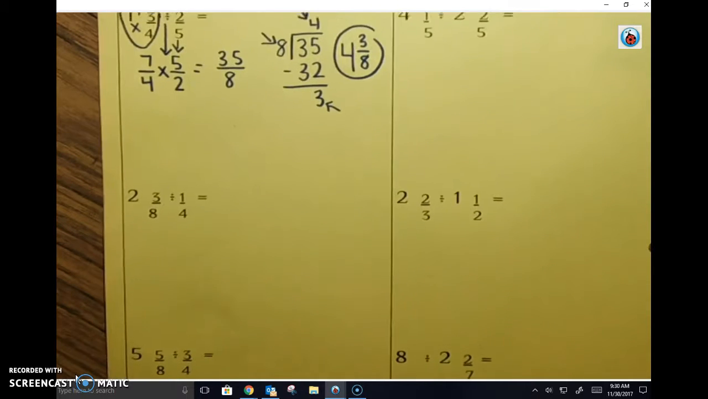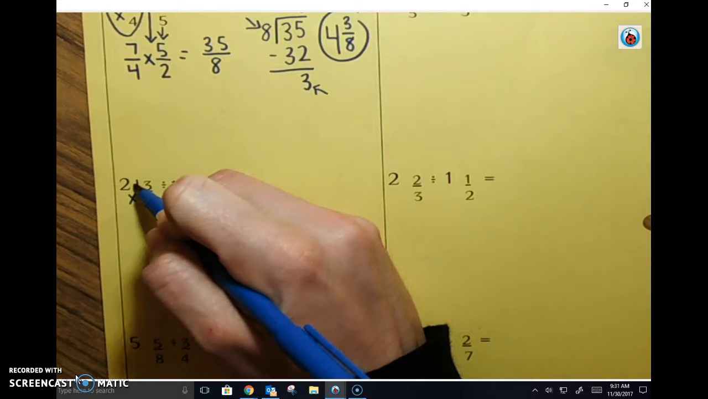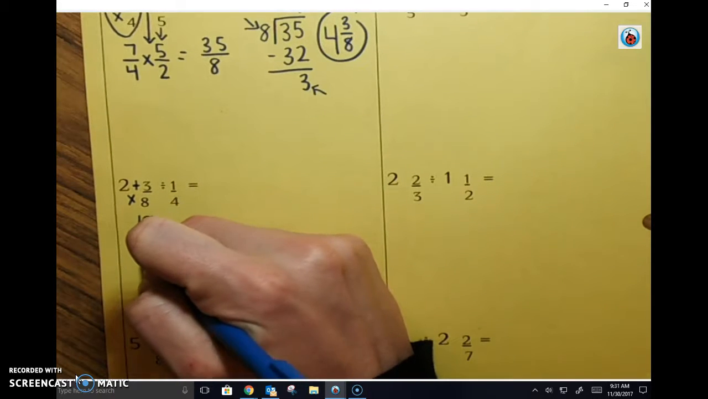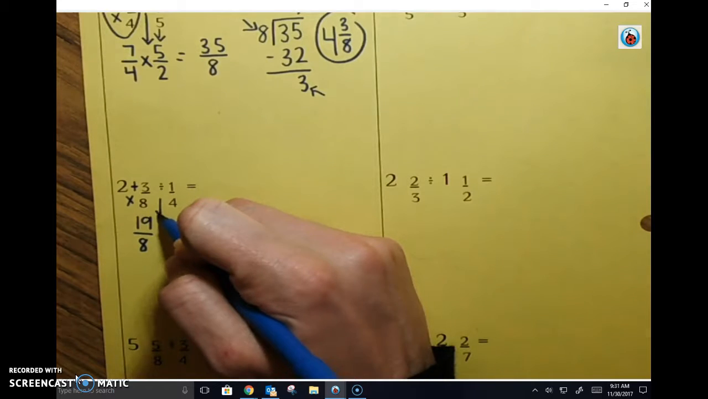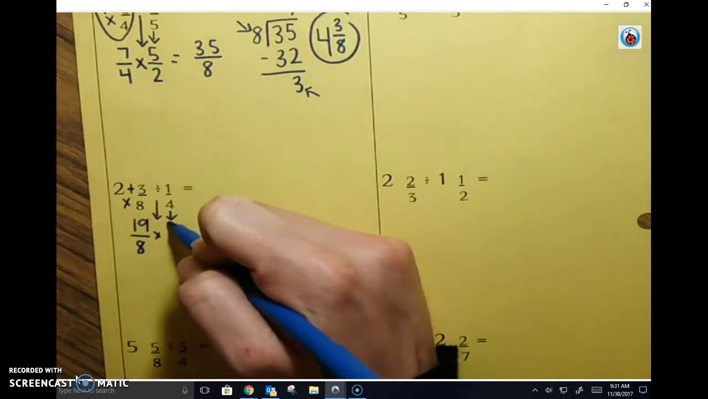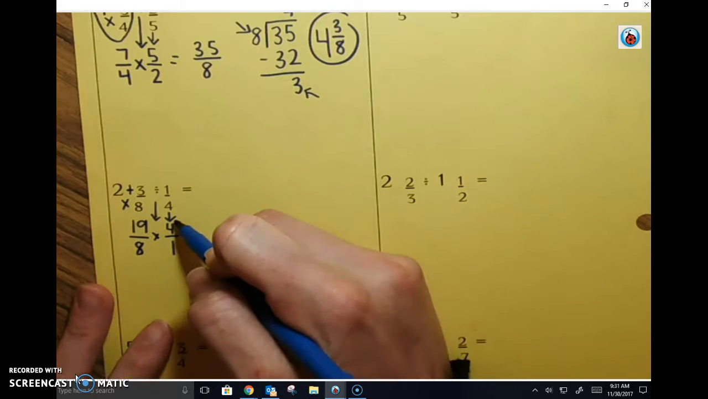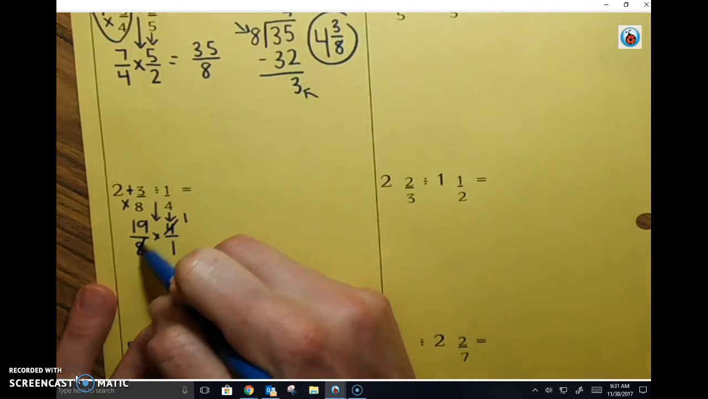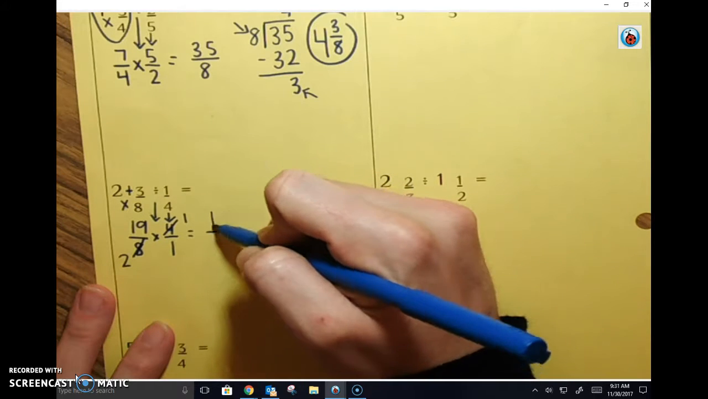Okay, our next problem, we have 2 and 3 eighths. Who thinks they know what we're going to change that into? Michaela? Nineteen over eight. Who can set up the rest of my problem? Shelby. Yep. Good. Who sees what we can do on this problem? Trinity. We can cross cancel. Good. So what does the 4 change into, guys? A 1. What does the 8 turn into? 2. So what's my new fraction over here so far? Owen? 19 over 2.